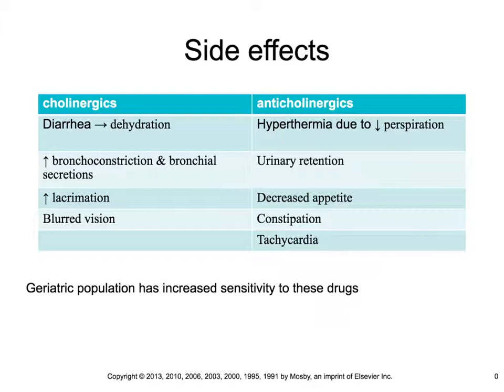So the anticholinergic effects: hypothermia due to decreased perspiration, urinary retention, decreased appetite, constipation, tachycardia. So keep in mind that the geriatric population has an increased sensitivity to these drugs.